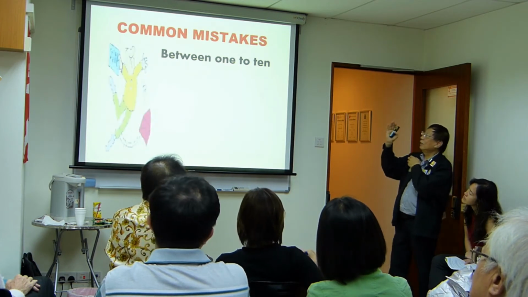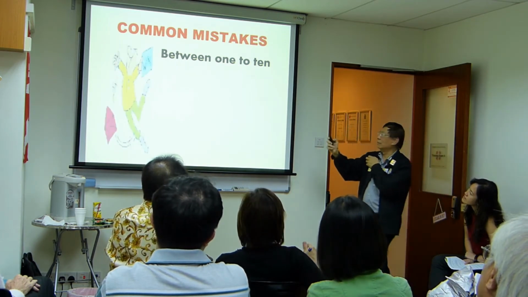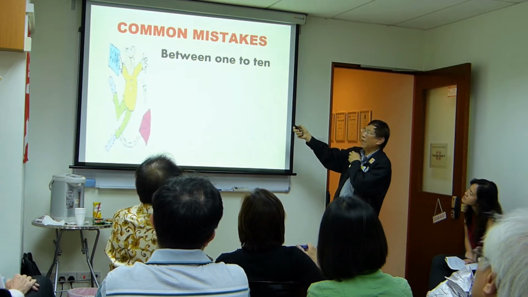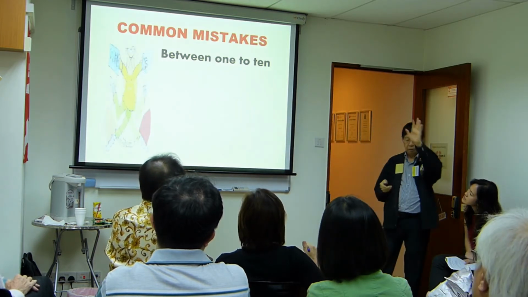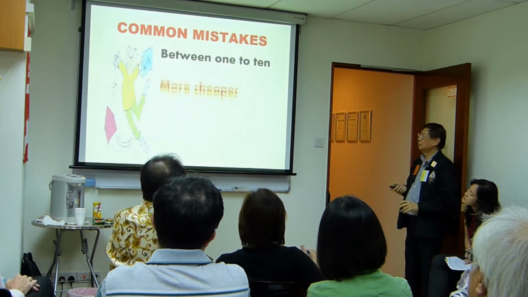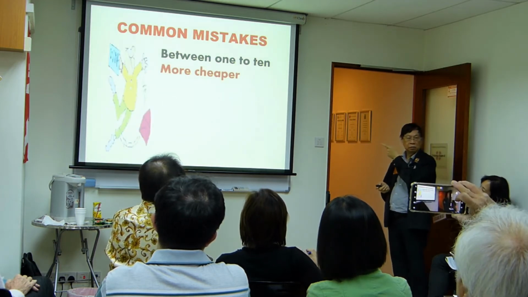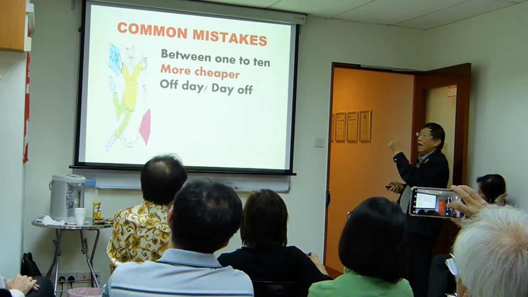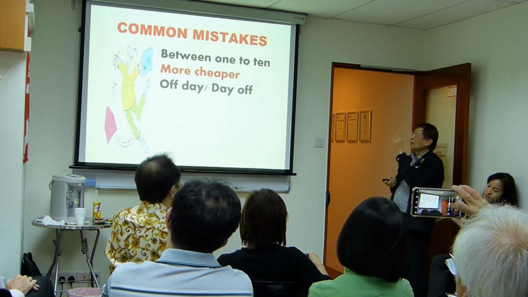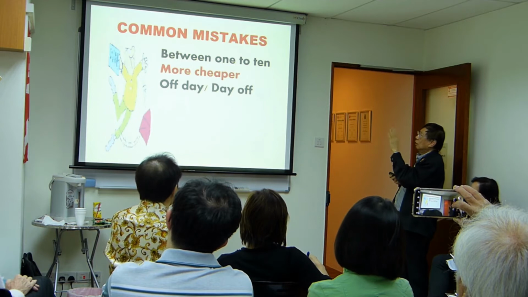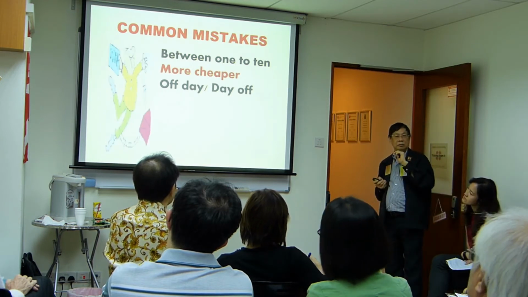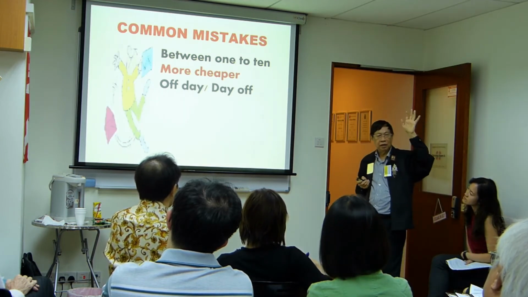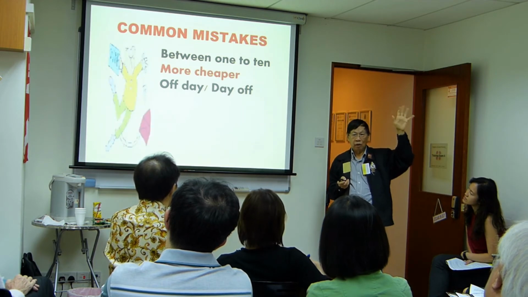Okay, between 1 and 10. When there's a between, it's always here, and that 1 and 10. It's always not 2. More cheaper? Cheaper. It's cheaper, right? There's no more, just cheaper. This one is the biggest mistake. Day off and off day, what's the difference? When you do not work on a Sunday, what is that? Day off. Day off, right?